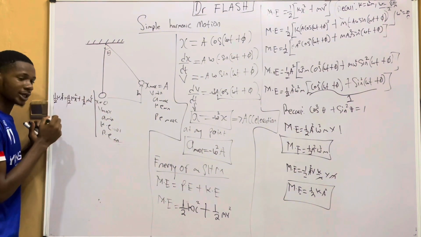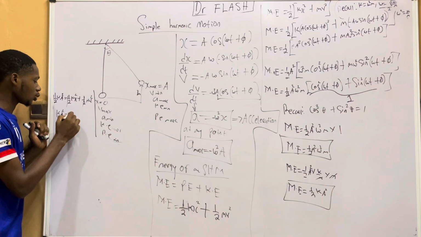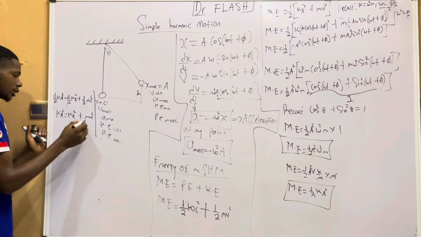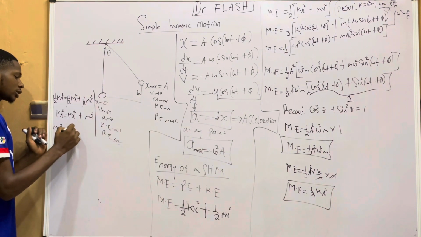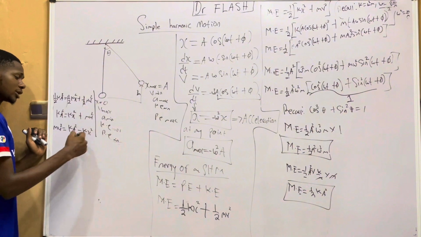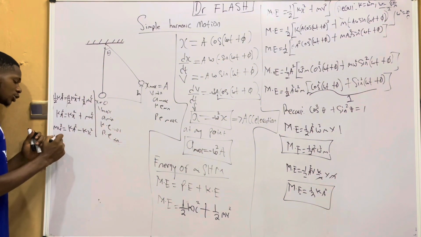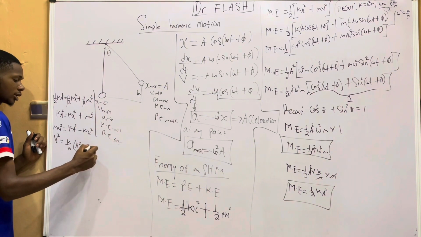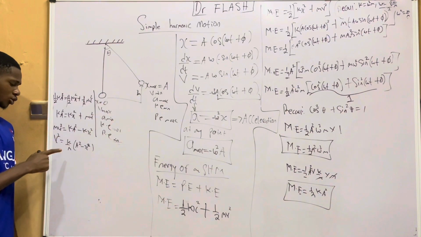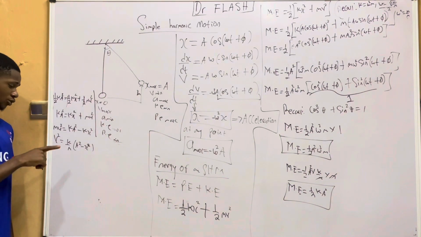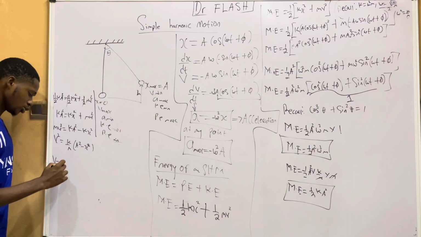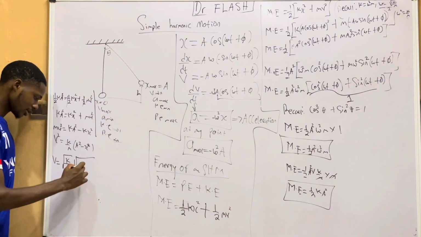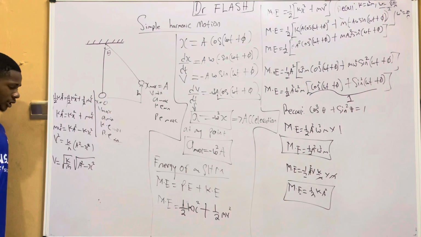Now 1 over 2 cancels out on both sides. We are then left with k a squared equals kx squared plus mv squared. We are dealing with velocity, so I want to make v the subject. That gives me mv squared equals ka squared minus kx squared. K is common, so I can factorize the right side by m. Therefore, v squared is k over m in brackets, a squared minus x squared. What I want to solve for is v, not v squared, so I take the square root of both sides. I get v equals the square root of k over m times the square root of a squared minus x squared.